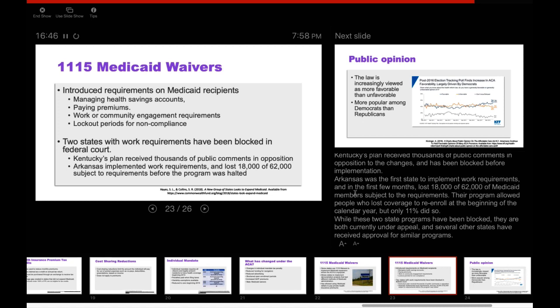Their program allowed people who lost coverage to re-enroll at the beginning of the calendar year in 2019, but only 11% did so. While these two state programs have been blocked, they are both currently under appeal, and several other states have received approval for similar programs.